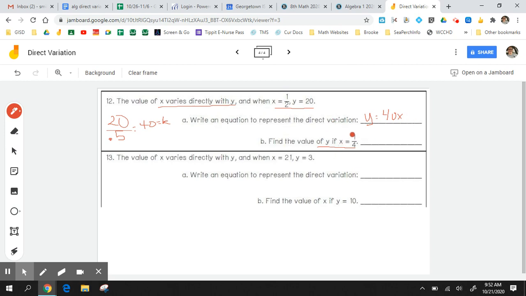And then you're going to multiply it times 1/4, because if you plug in that 1/4 right here where the x is, it should get you that y equals 10. No x.